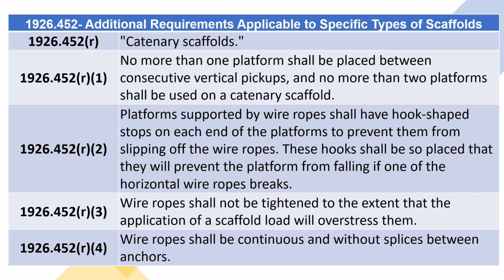1926.452(r): Catenary scaffolds. 1926.452(r)(1) through (r)(4): No more than one platform shall be placed between consecutive vertical pickups, and no more than two platforms shall be used on a catenary scaffold. Platforms supported by wire ropes shall have hook-shaped stops on each end of the platforms to prevent them from slipping off the wire ropes. These hooks shall be so placed that they will prevent the platform from falling if one of the horizontal wire ropes breaks. Wire ropes shall not be tightened to the extent that the application of a scaffold load will overstress them. Wire ropes shall be continuous and without splices between anchors.